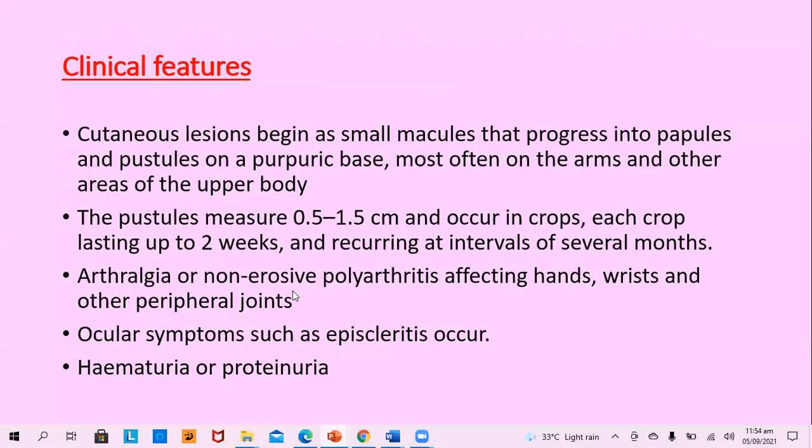Clinical features. The cutaneous lesions begin as small macules that progress into pustules and pustules on a purpuric base, most often on the arms and other areas of the upper body. The pustules measure 0.5 to 1.5 centimeters and occur in crops, each crop lasting for 2 weeks and recurring at intervals of several months. Arthralgia or non-erosive polyarthritis affecting hands, wrist, and other peripheral joints. Ocular symptoms such as episcleritis occur. Hematuria or proteinuria may also be seen.